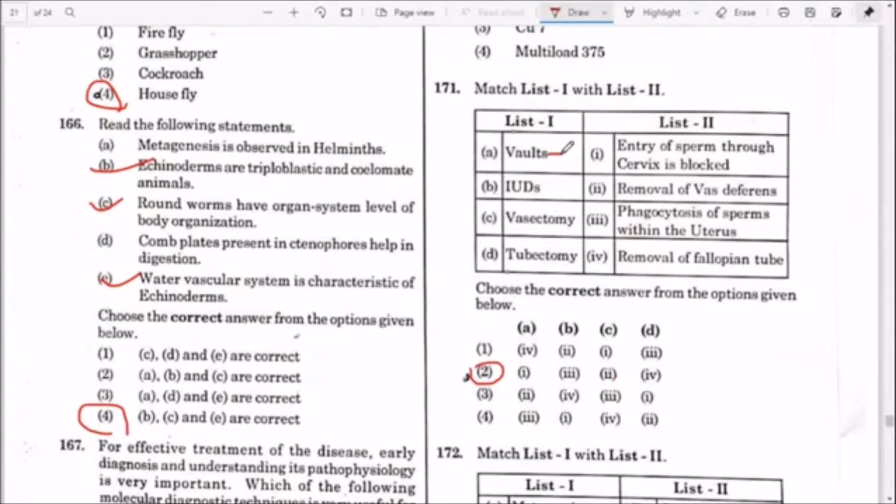A is 1. Valves, entry of sperm through cervix is blocked, and IUD is 3. Phagocytosis of sperm within the uterus, and vasectomy is removal of vas deferens, and tubectomy is removal of fallopian tube.